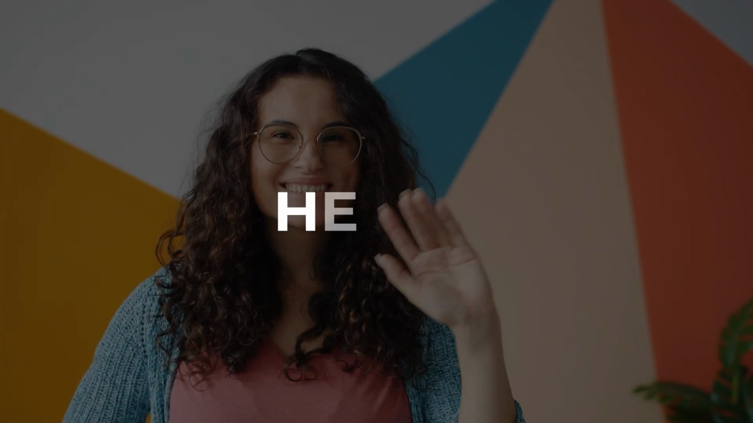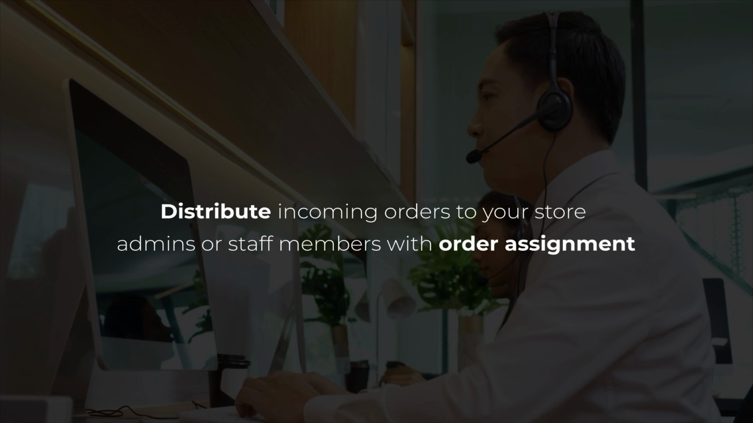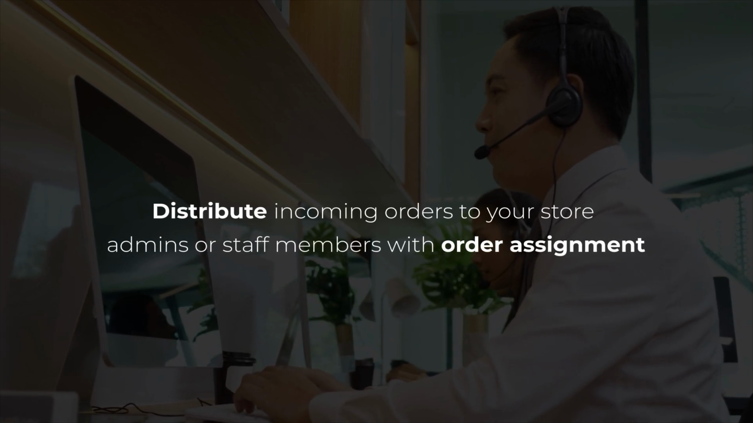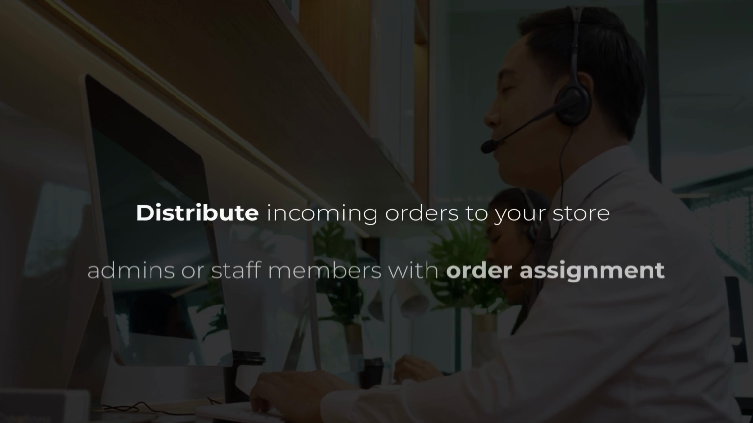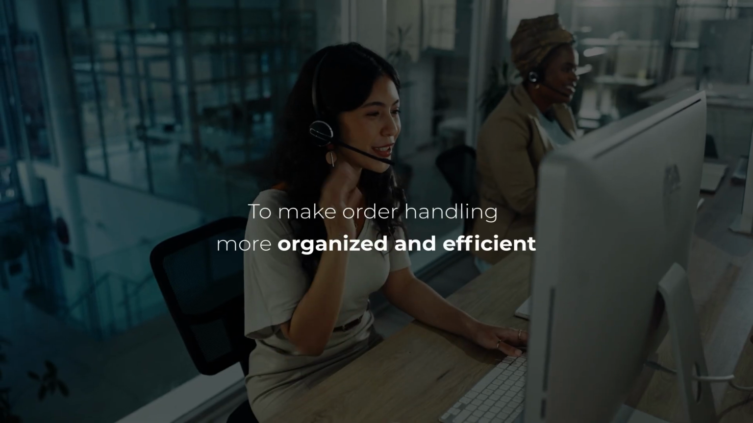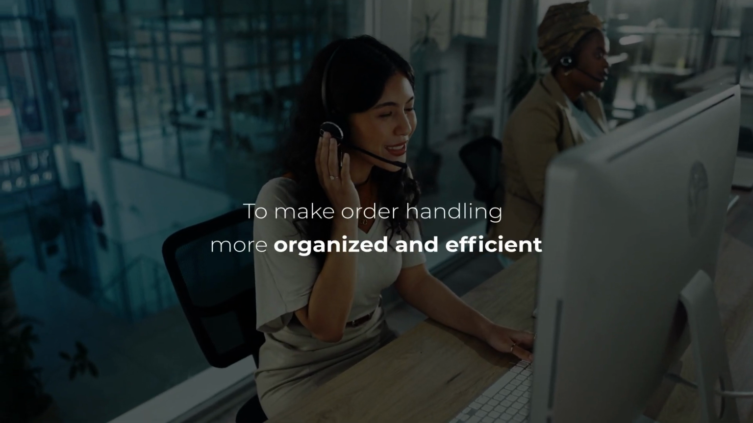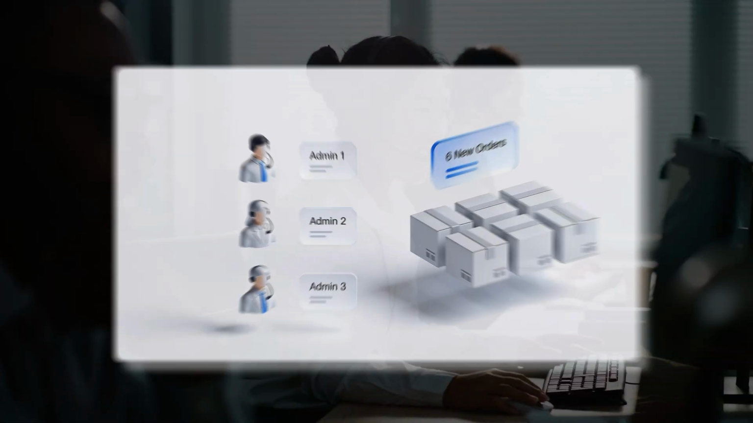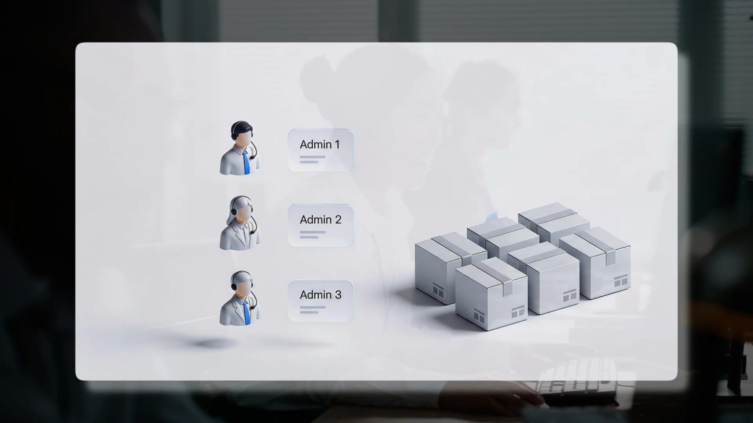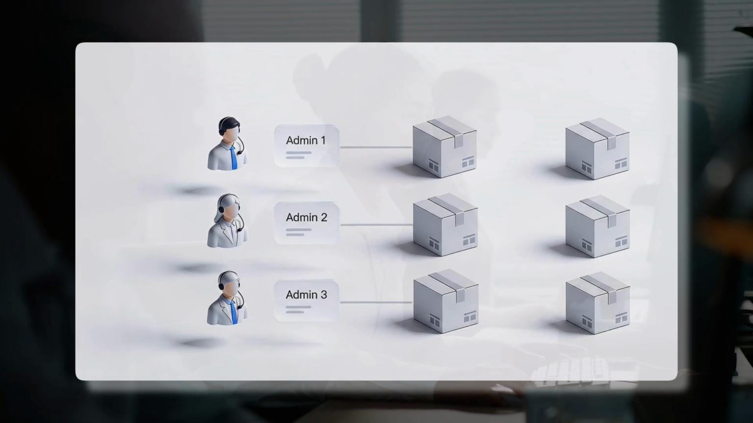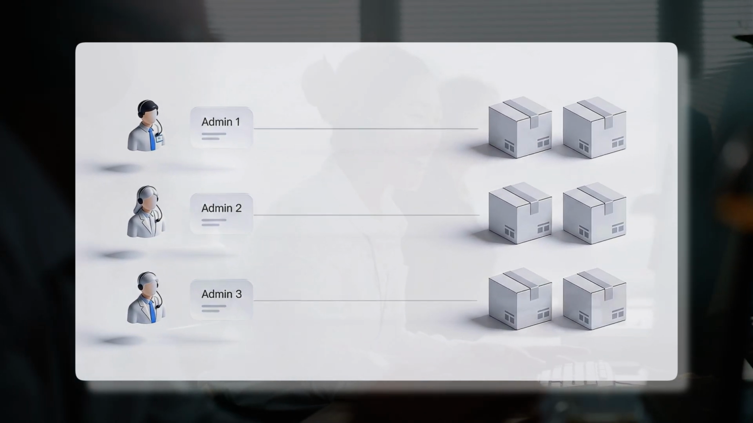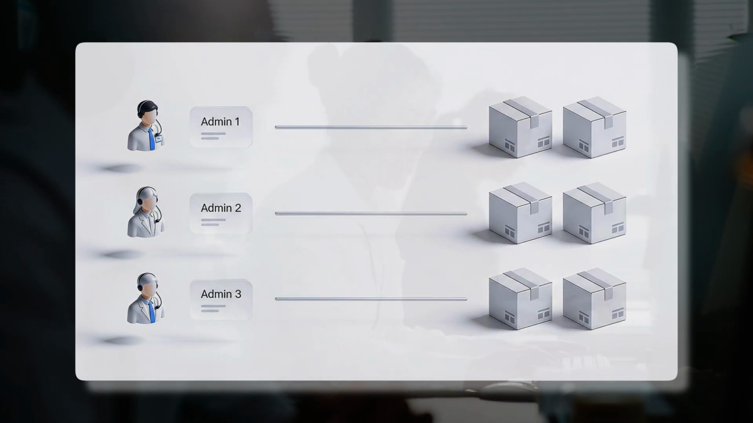In today's video, we're going to talk about order assignment, a feature that helps you distribute incoming orders to your store admins or staff members. The purpose of this feature is to make order handling more organized and efficient. For example, let's say you have 3 admin staff members and 6 new orders come in. With order assignment, those 6 orders can be evenly distributed so that each admin only needs to handle 2 orders.